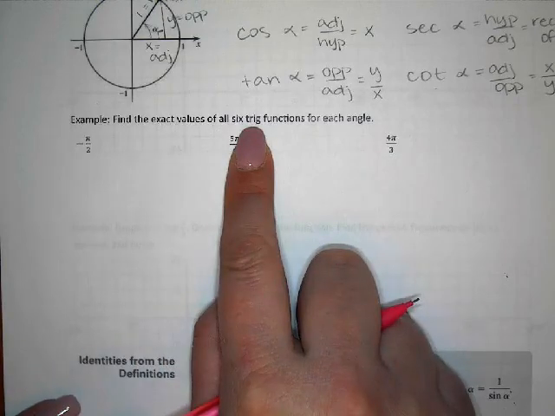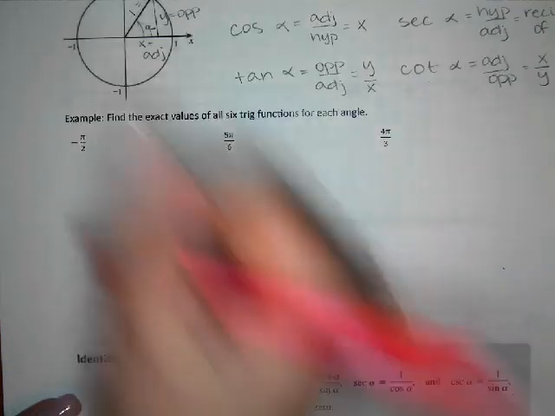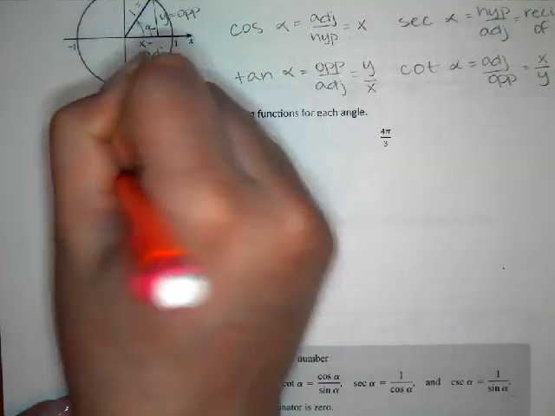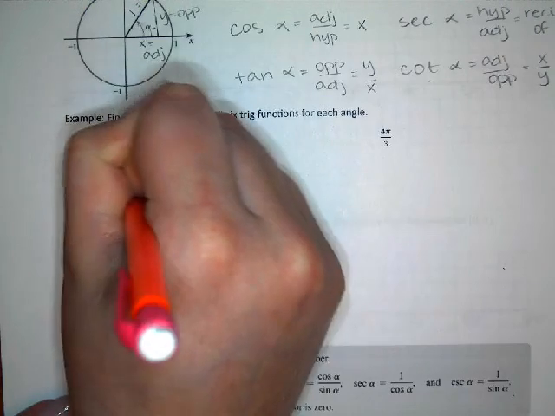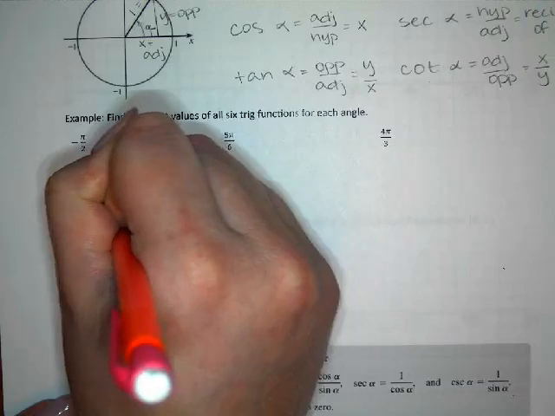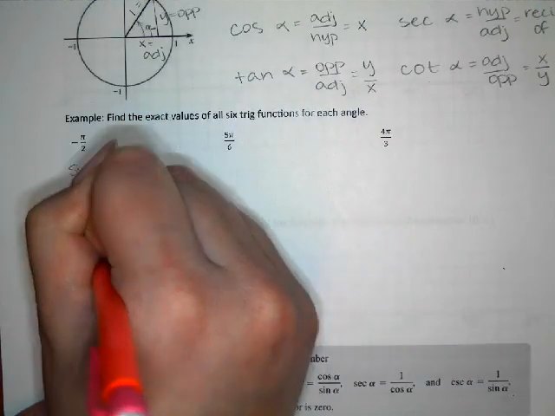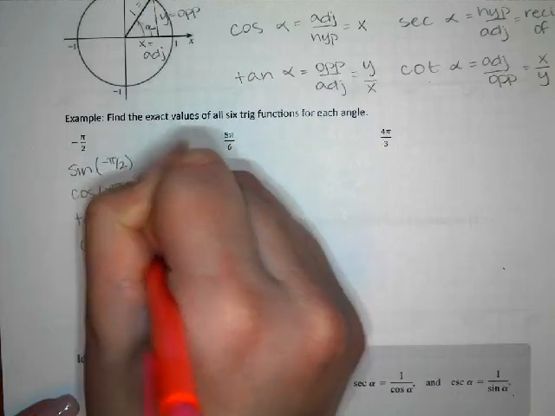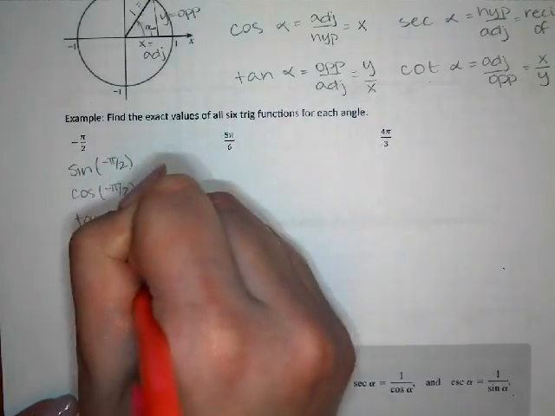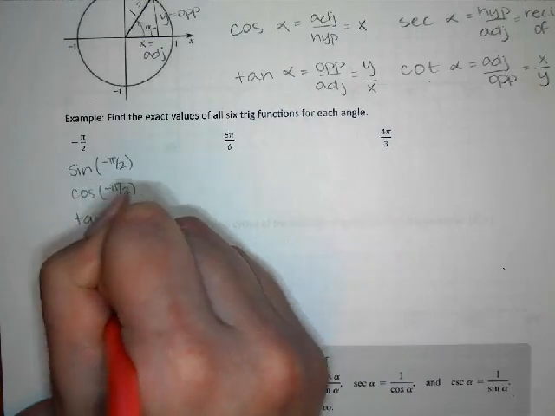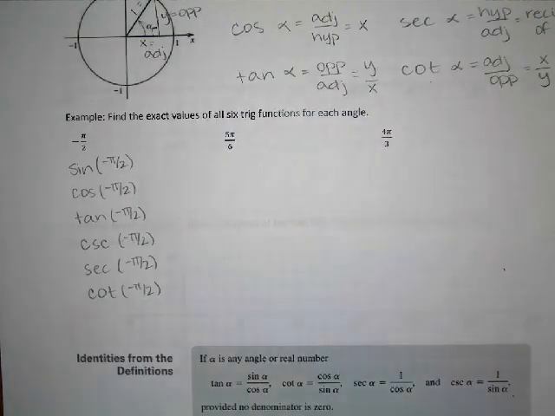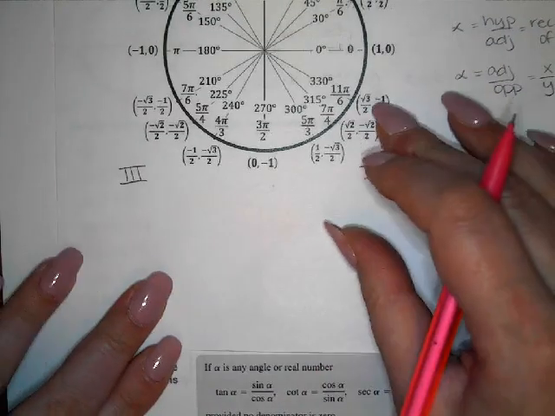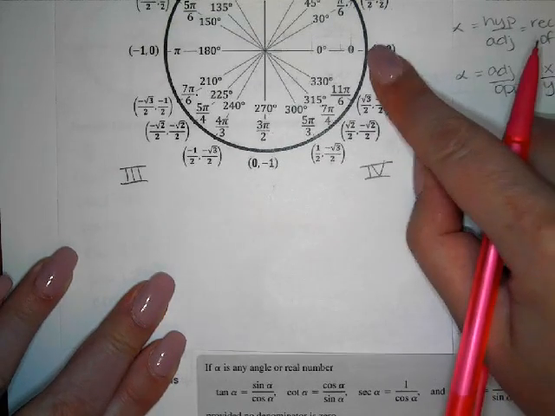All right, so it says find the exact values of all 6 trig functions for each angle. So first we're going to find sine of negative pi halves, and then cos of negative pi halves, and then tan, and then cosecant, then secant, and then cotangent. Okay, so on my unit circle, negative pi halves is just measuring backwards pi halves. So negative pi halves is down here.